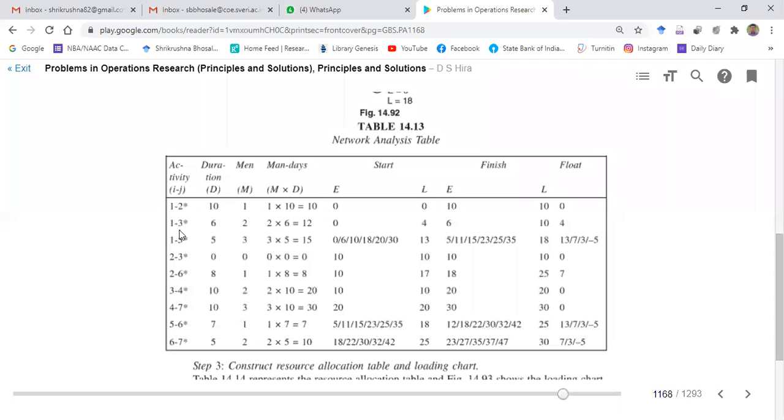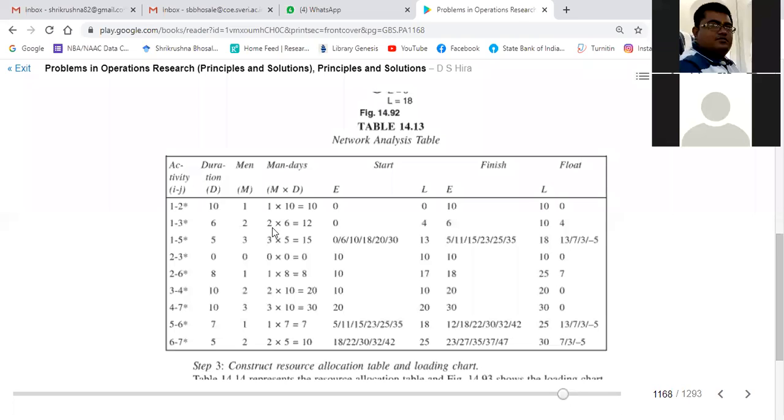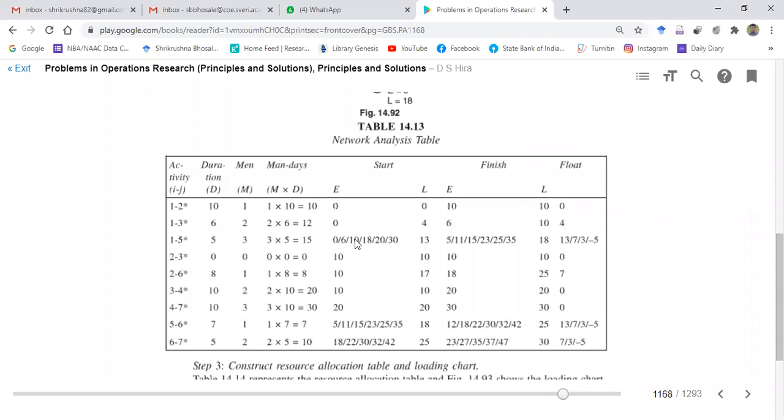But if you look at the second activity, 1 to 3, though the duration is 6 days, two workers or two men are required. So multiplying these two numbers, 2 into 6, gives me 12. So 12 man days are required for this. Similarly, for the third, 5 days is the duration, and 3 persons or 3 workers are required. So 5 into 3 gives me 15 man days required.